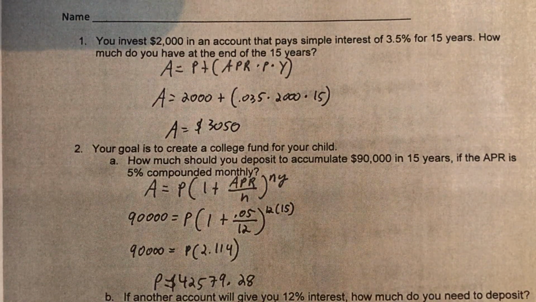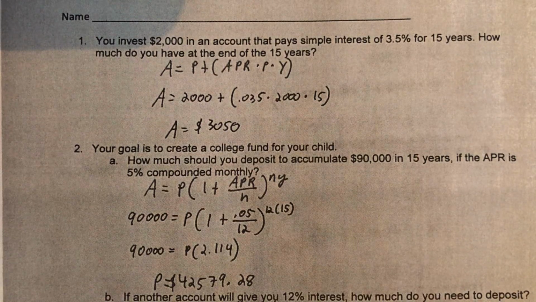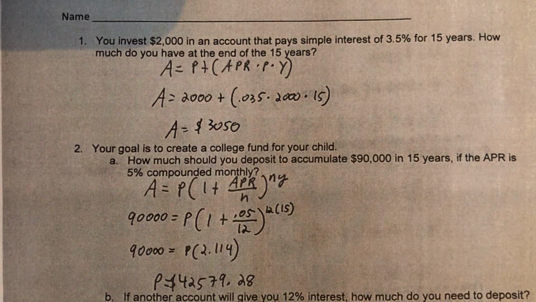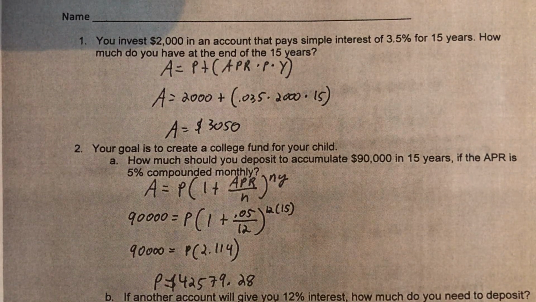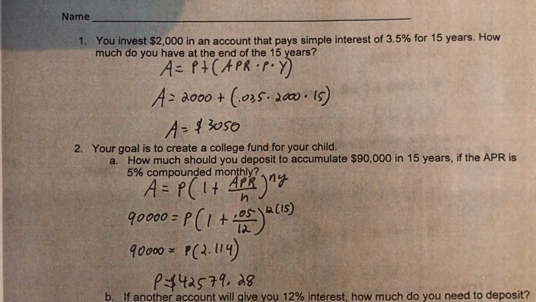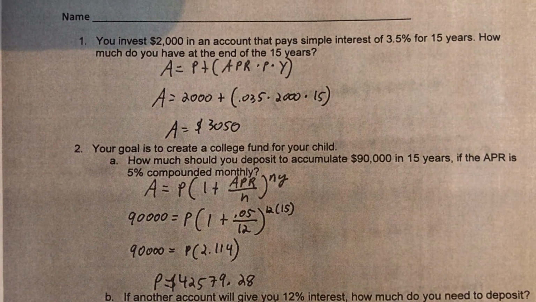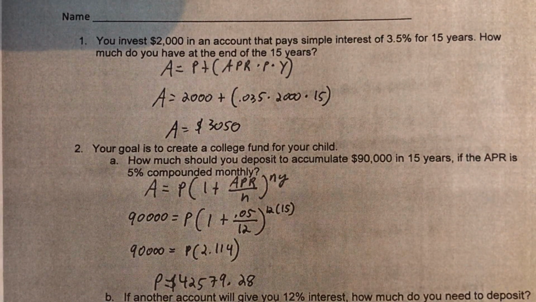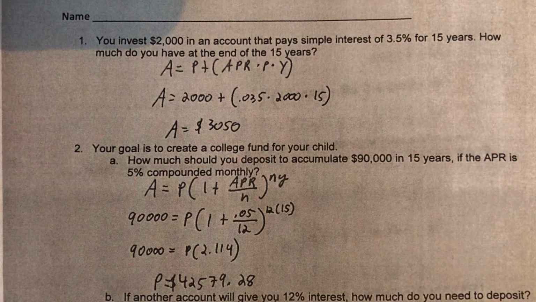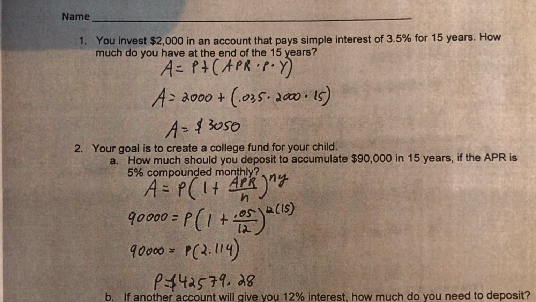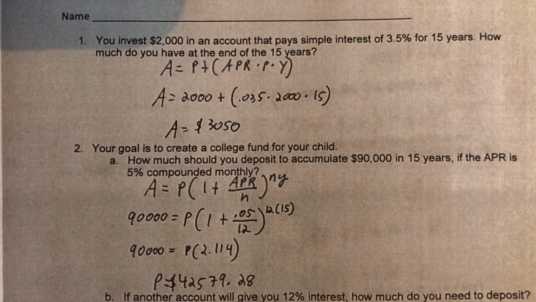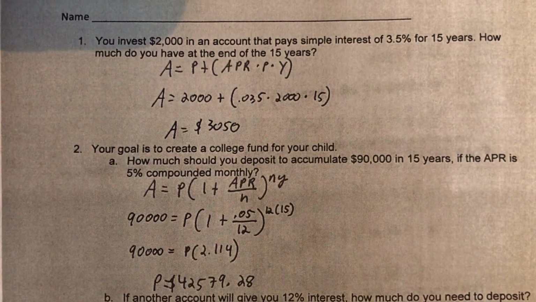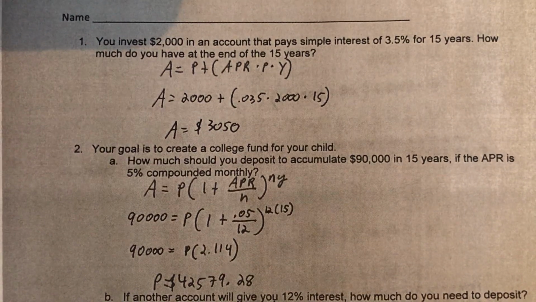So the formula for simple interest is the principal plus parentheses the annual percentage rate times the principal times the year. Okay, some people just like to do the interest separate and then add it to the principal. You can do that. So 2,000 principal times 3.5% interest times the 15 years would give you $1,050 of interest. Add it to the $2,000 you started with, and you have $3,050 in your account.